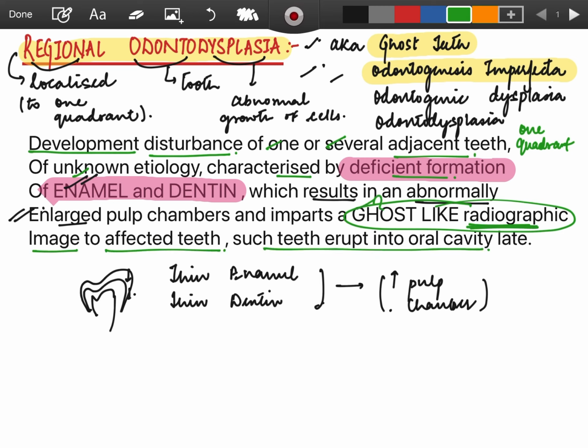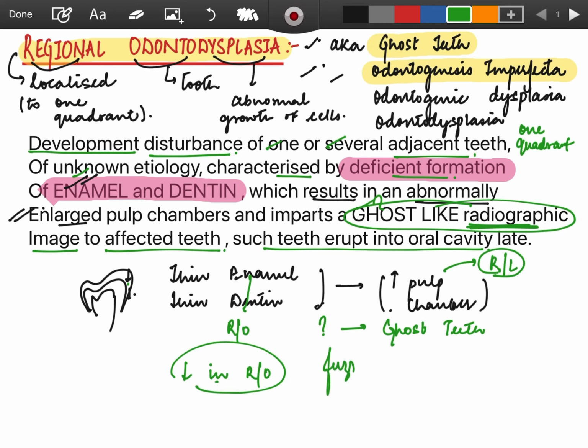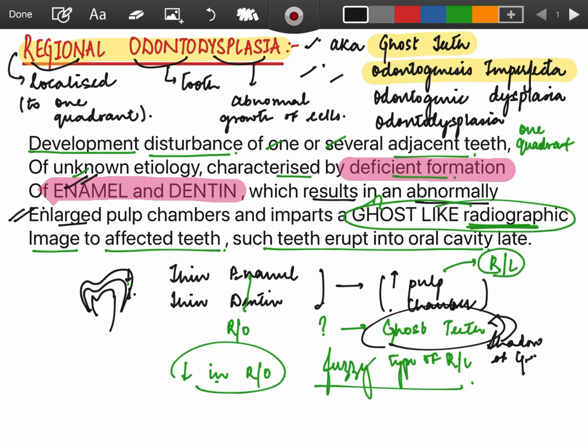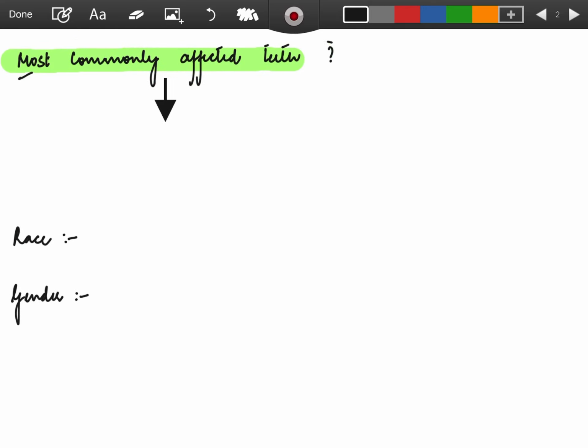Such teeth erupt into the oral cavity late. So it is called ghost teeth. Why? Because of the radiographic appearance. Pulp chamber is normally radiolucent, and there is a fuzzy type of radiolucency seen due to the increased size of the pulp chamber. So it appears like the shadow of a ghost, so called ghost teeth.